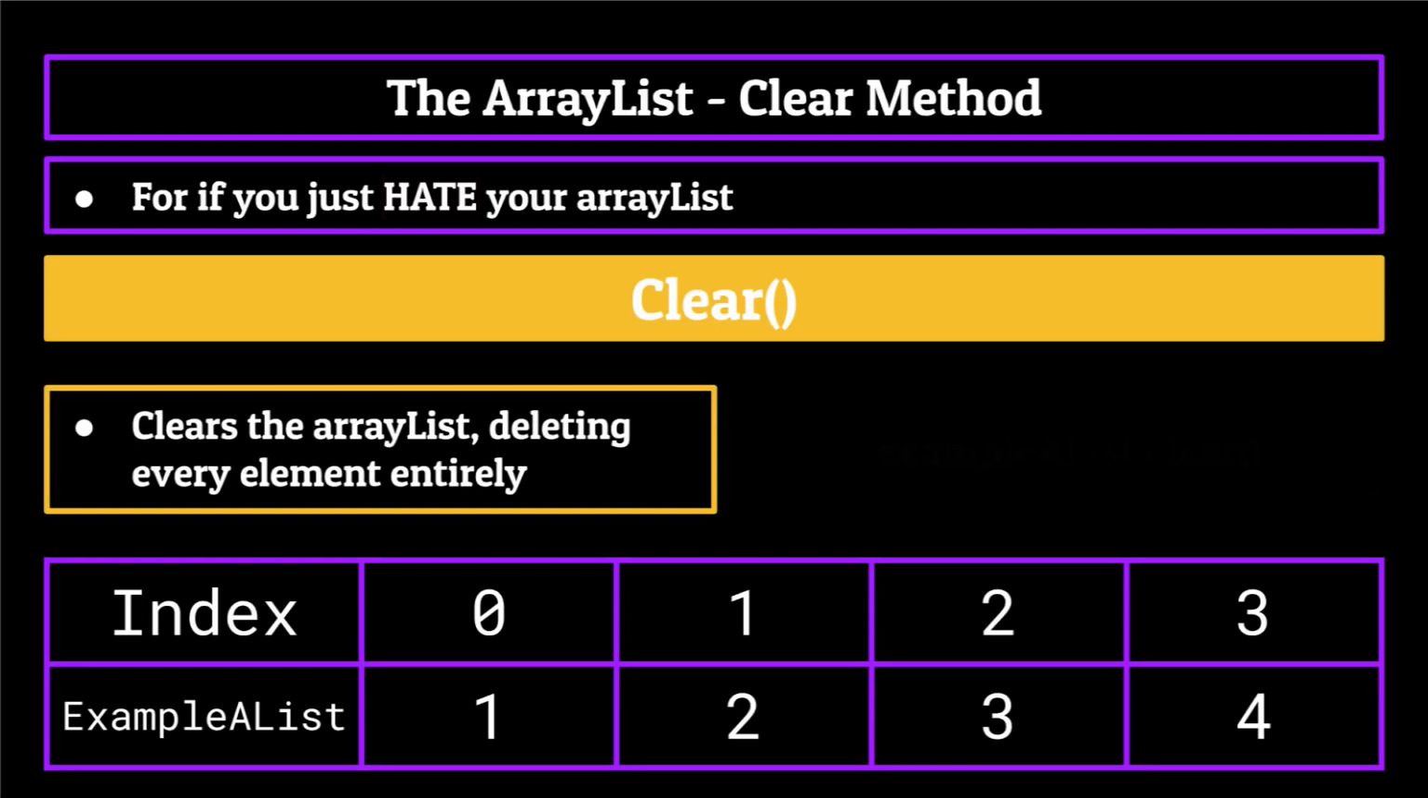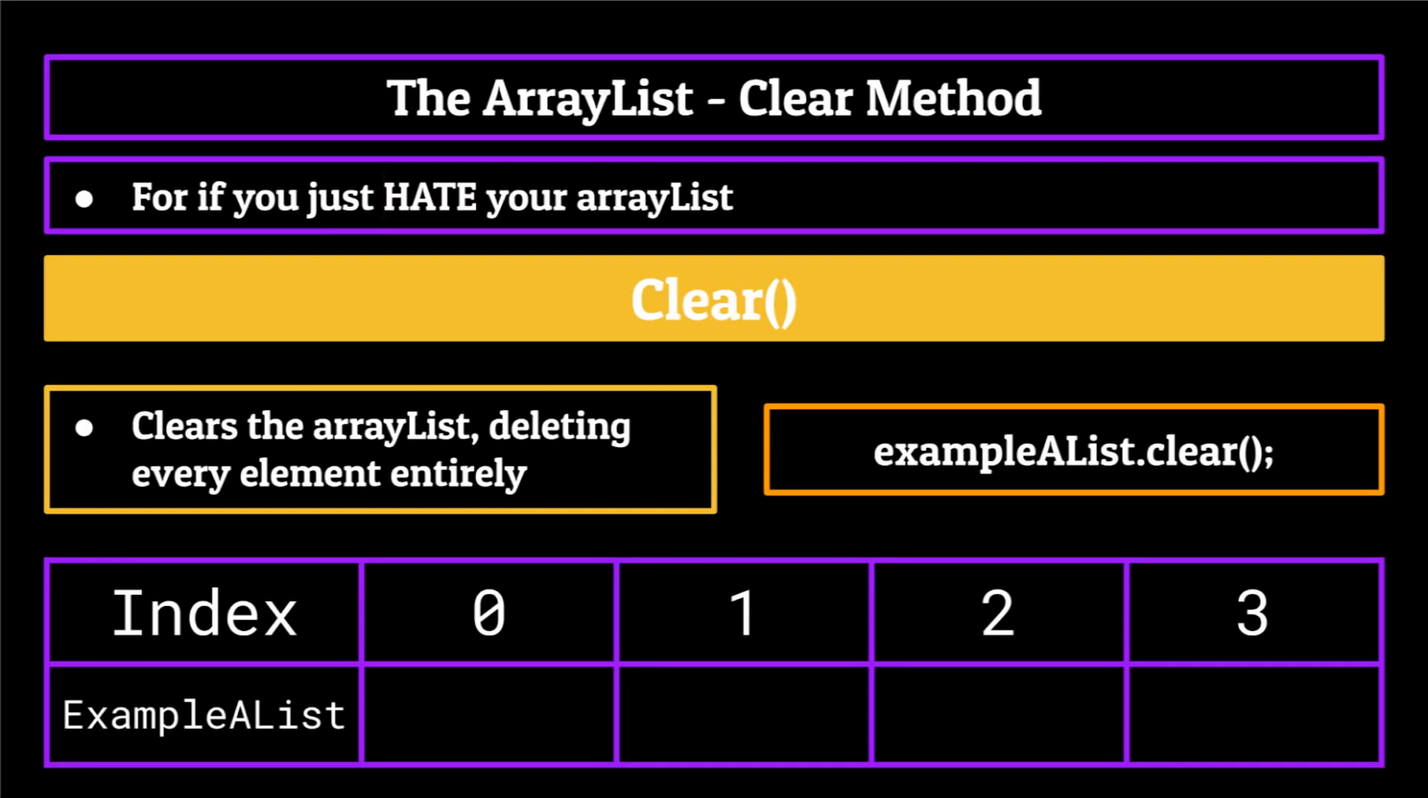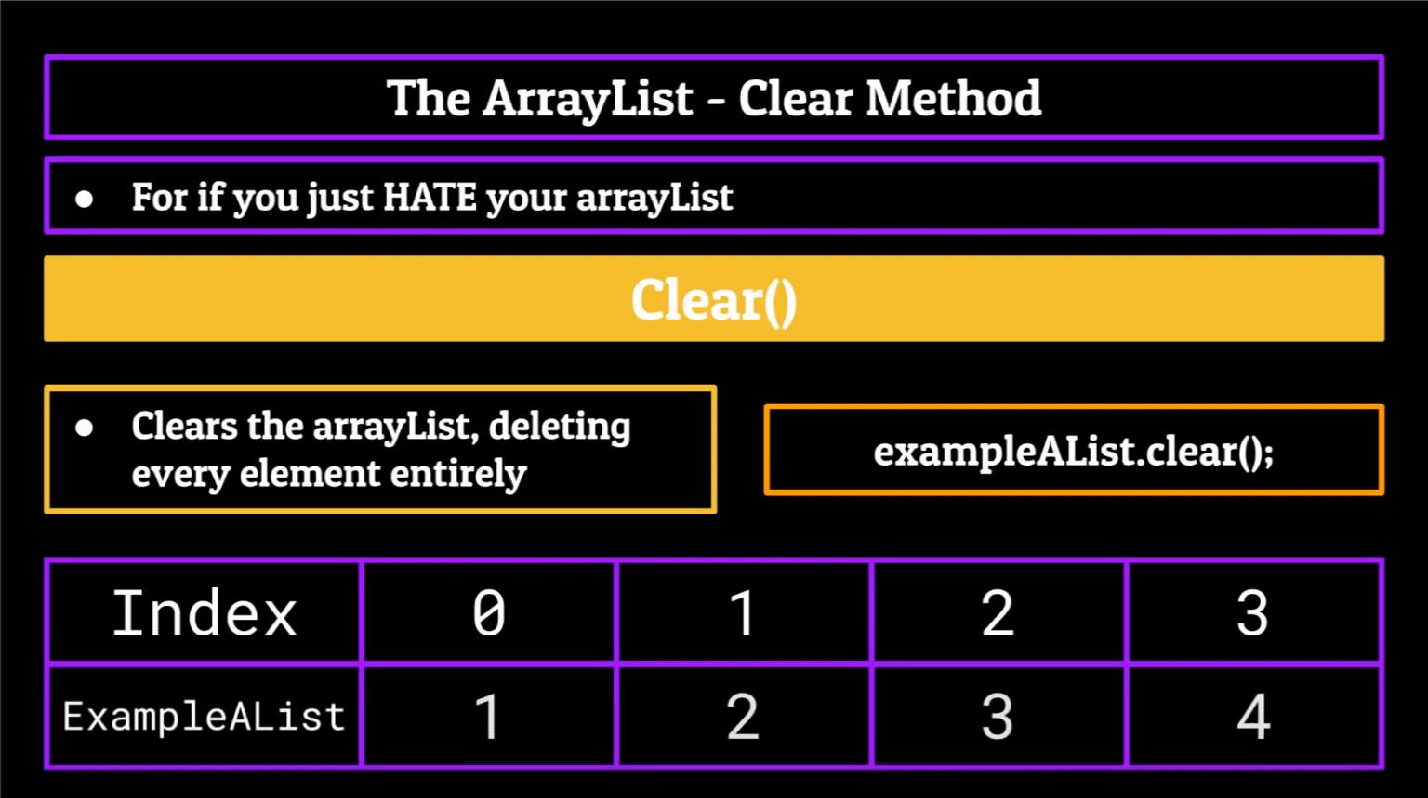Calling exampleAList.clear on our array list would delete all the objects within it, but I don't really want to do that right now, especially with one more method to go. So for the sake of this series, let's just keep the array list filled with the values that it currently has.